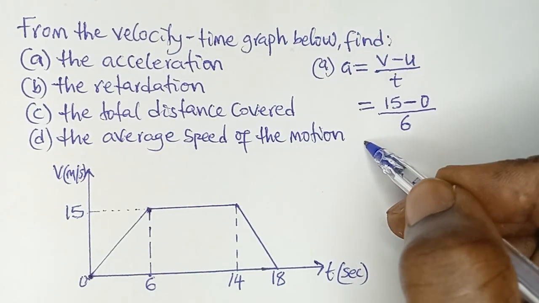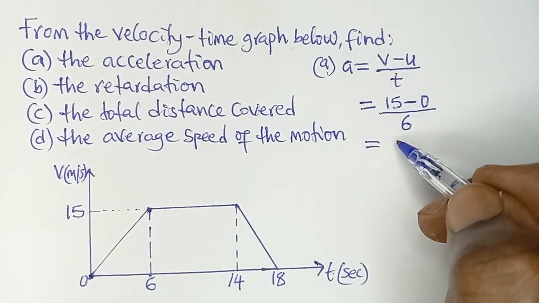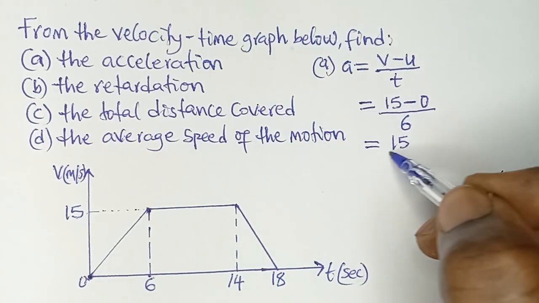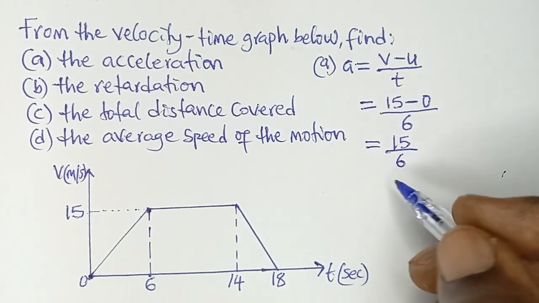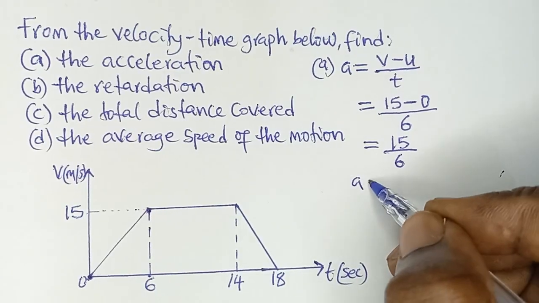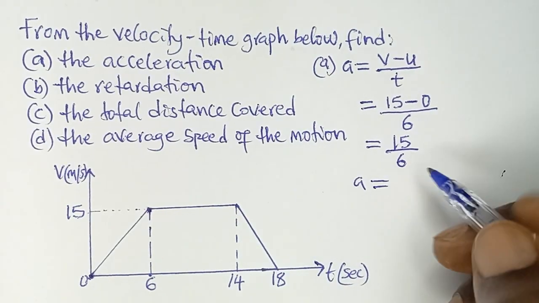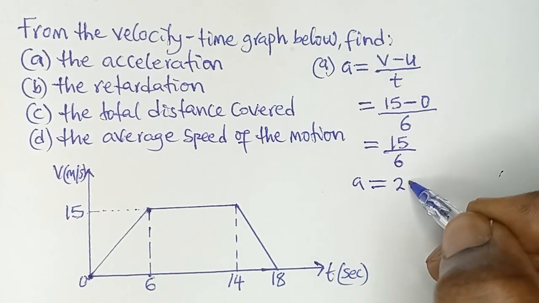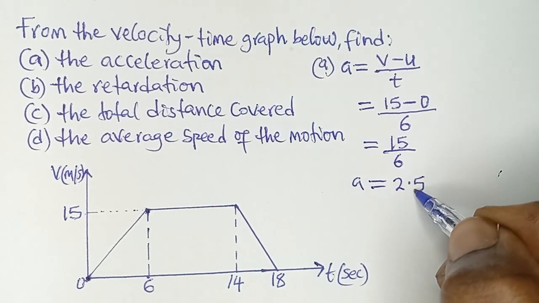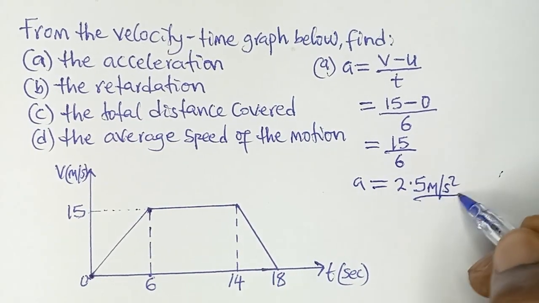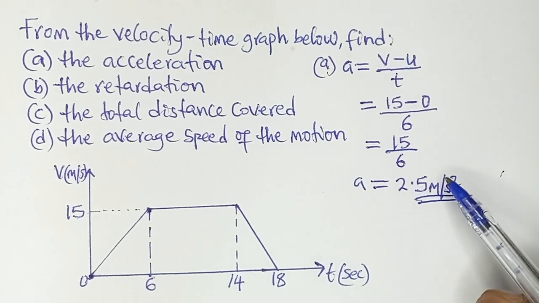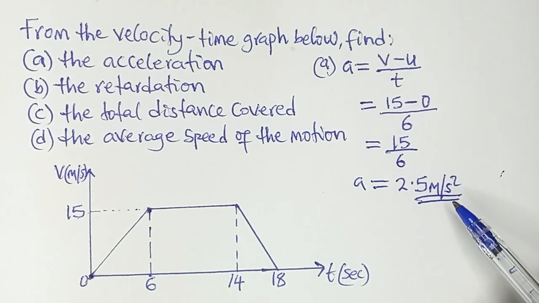So from there, we can continue by saying 15 minus 0 is 15, all divided by 6. And that will give us the value of the acceleration as 15 divided by 6, which is simply 2.5. And the unit of acceleration is meter per second square. So this is the acceleration of the motion.